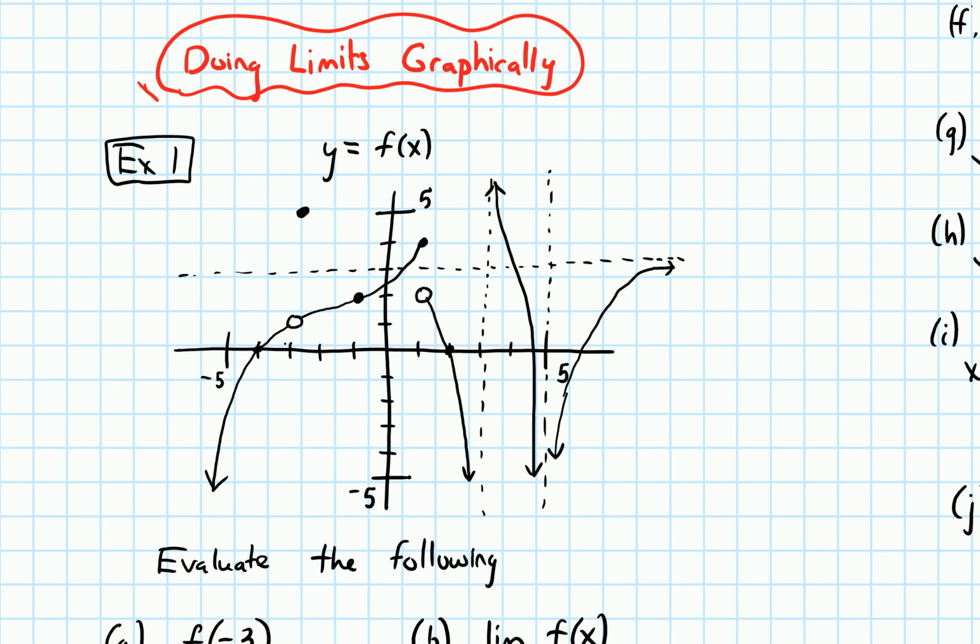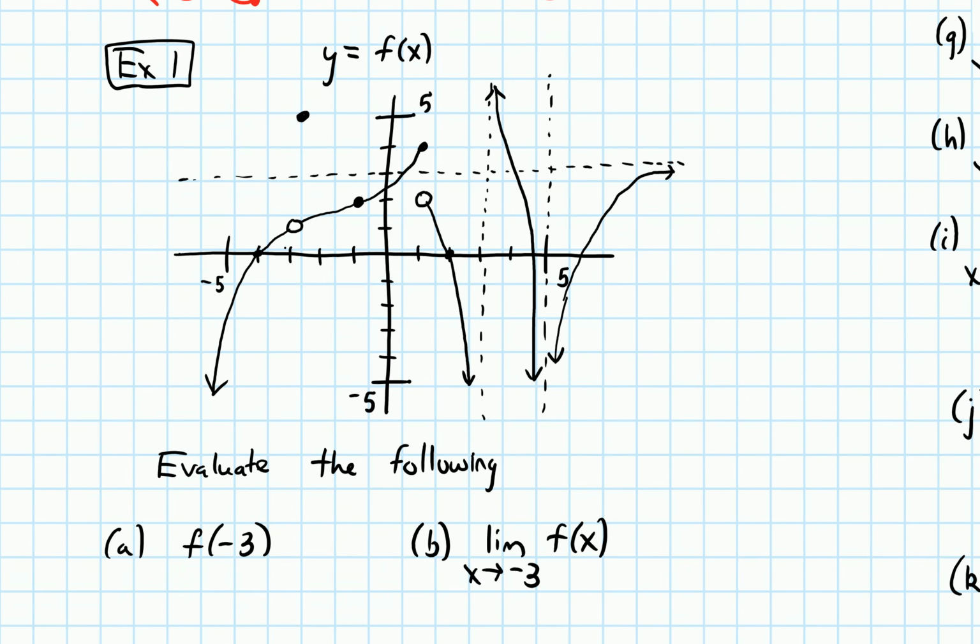This graph has a lot in it, a lot of points drawn, some holes. It's got some vertical asymptotes and some horizontal asymptotes. So let's evaluate the following. Let's begin with f of -3. f of -3 is asking what we get when we plug -3 into our function. So -3 on the x-axis, -1, -2, -3. Here's -3. Where's the y value? The y value corresponds to this point up here, which is 5. So f of -3 is 5.